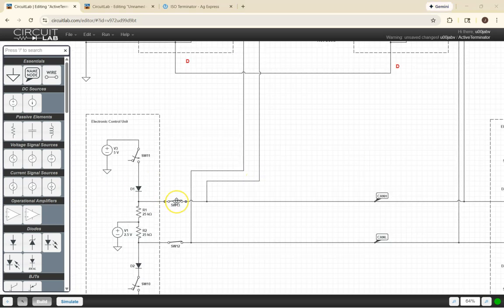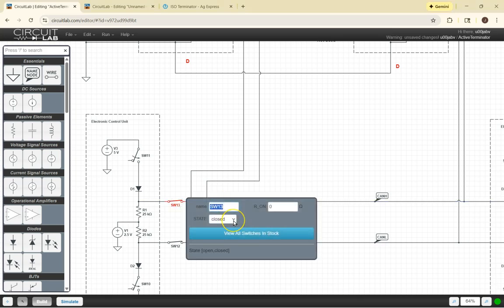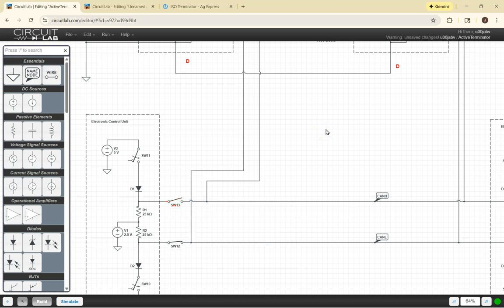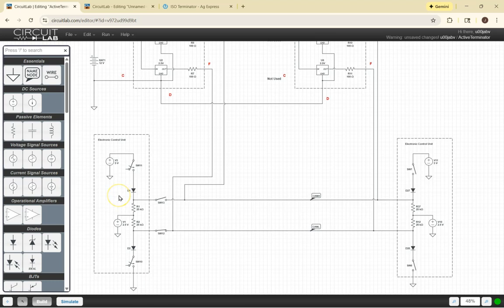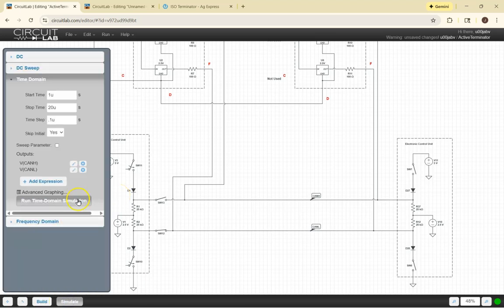What I'm going to do next is show, as I indicated, some differences in what you'll see with active termination versus passive. One of these is if I have an open at one of the controllers. We know what it looks like with passive termination: CAN high follows CAN low, or CAN low follows CAN high, depending on which controller it is. So here I've opened this device, which is going to be putting a dominant bit on the CAN bus. We'll take a look at what that looks like.